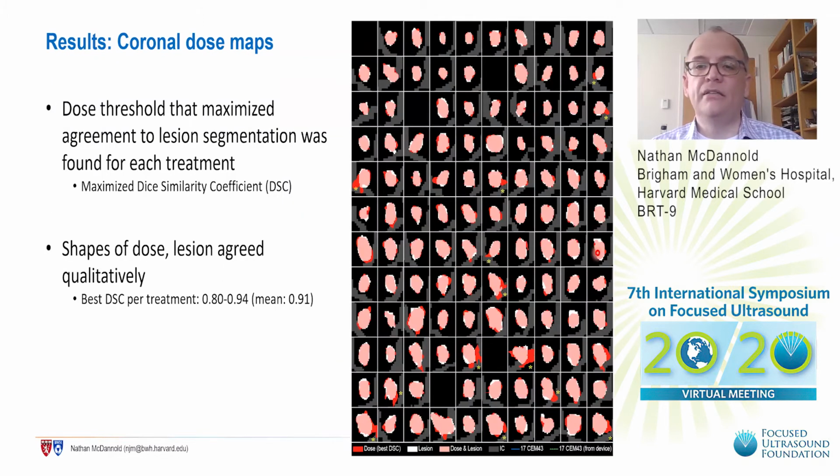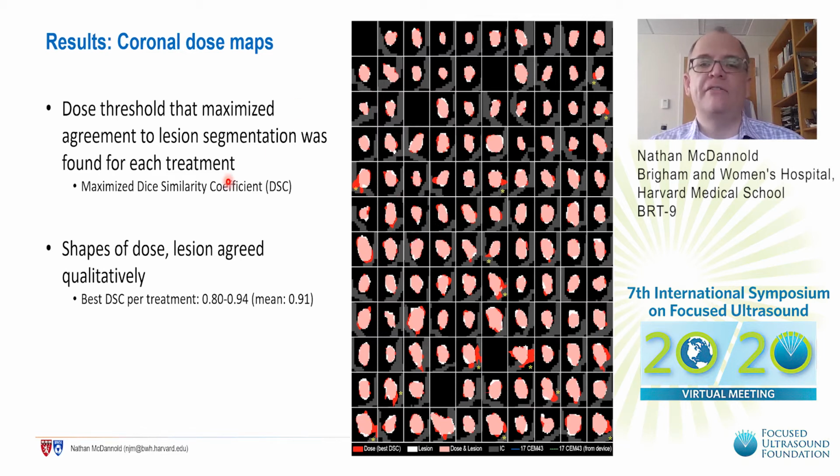Here I've overlaid the thermal dose and lesion segmentations for 120 cases. Some cases I didn't have the images for this orientation. Here I'm showing in white the lesion segmentation, in red the thermal dose, and pink is where they overlap.